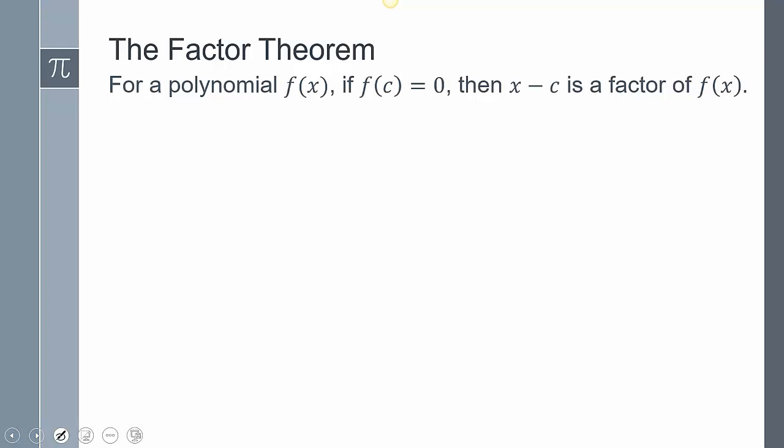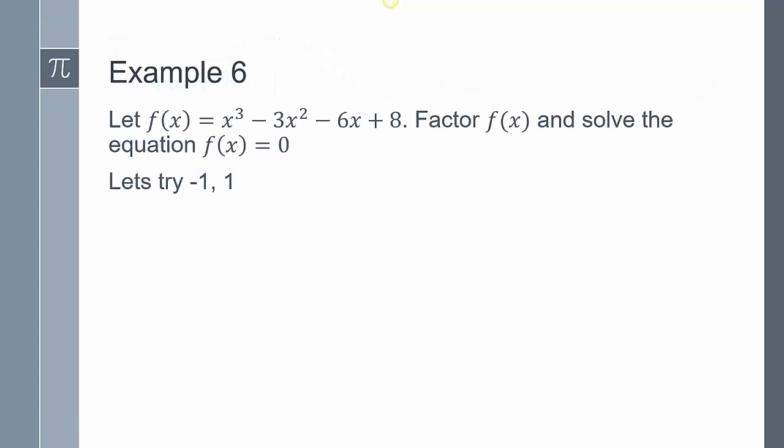Now the factor theorem says for a polynomial f of x, if f of c equals 0, then x minus c is a factor of it. So if you plug it in and evaluate, then you can write it as a factor of x minus c, which is kind of cool, and you see things go full circle: if it's a 0, you know it's also a factor, and I can use that as part of my tool to break it down. But to factor it down, you're going to be using synthetic division or long division. So in this example, it says let f of x equals x cubed minus 3x squared minus 6x plus 8. Factor f of x and solve the equation f of x equals 0.